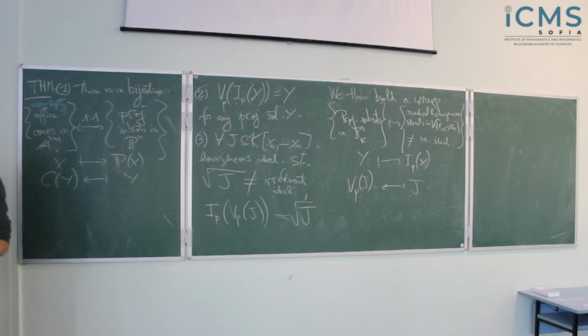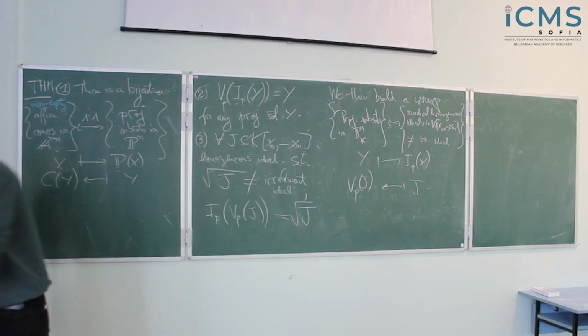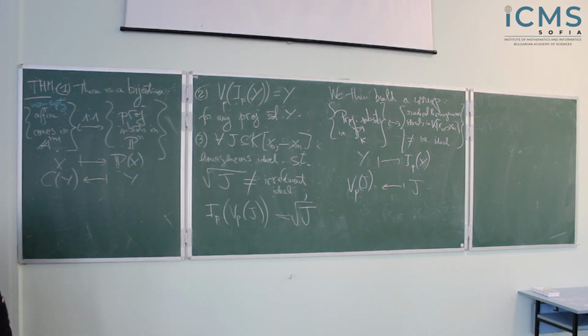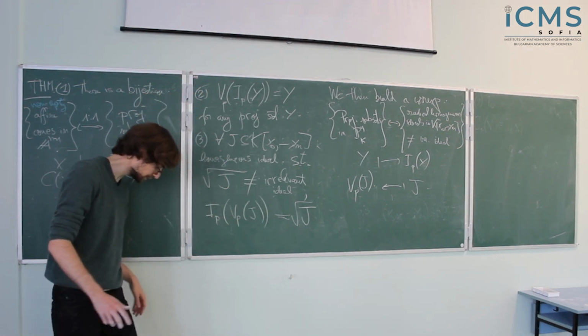So I wanted to make a final comment. Today the notion of birational equivalence, or birational maps, was introduced. This is one of the greatest problems in algebraic geometry: the classification problem of varieties up to birational equivalence.